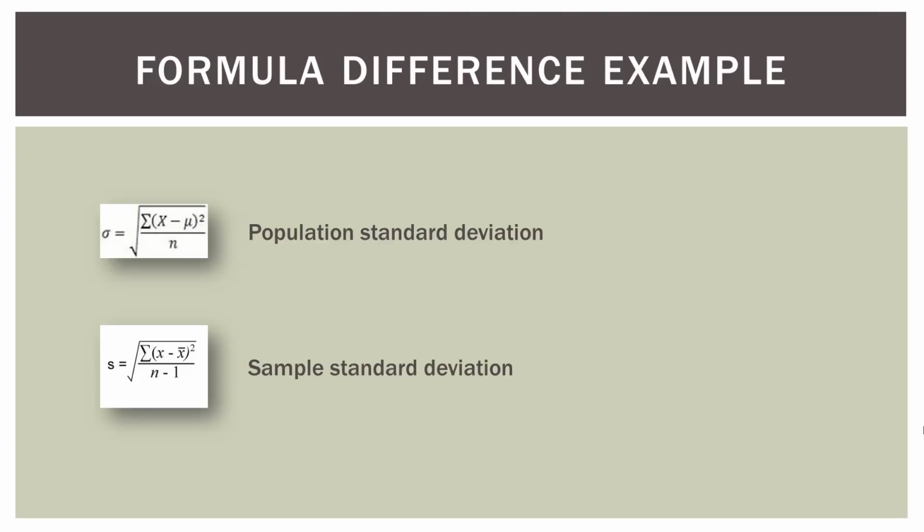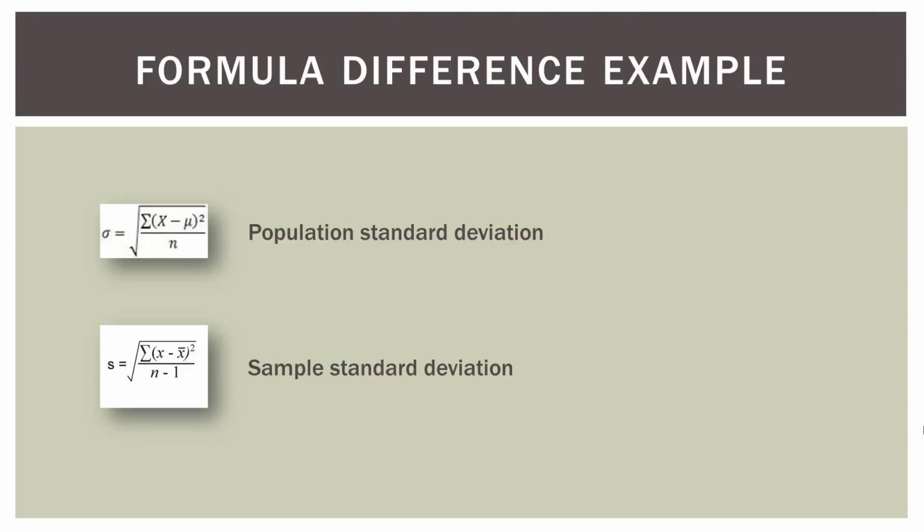Now, what else is different? On top, we have divided by n, which is the number of measurements in our population. Now look below, we have n minus 1. And that's the number of samples we have in our sample. So if I sample 50 women for their height, that would be 50 minus 1.